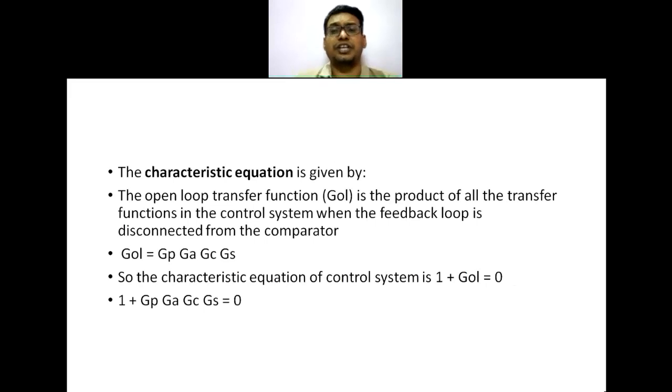The characteristic equation is nothing but 1 plus the open loop transfer function. The characteristic equation of a control system is 1 plus the open loop transfer function. Now the open loop transfer function is the product of all the transfer functions of the control system when the feedback loop is disconnected from the comparator.